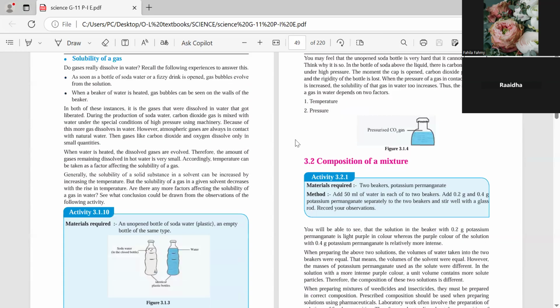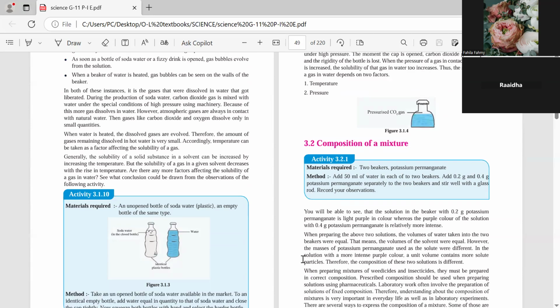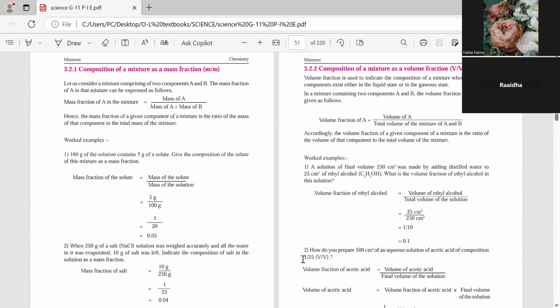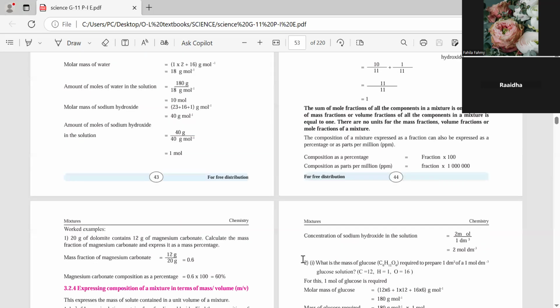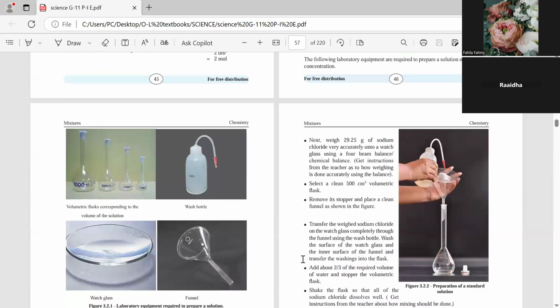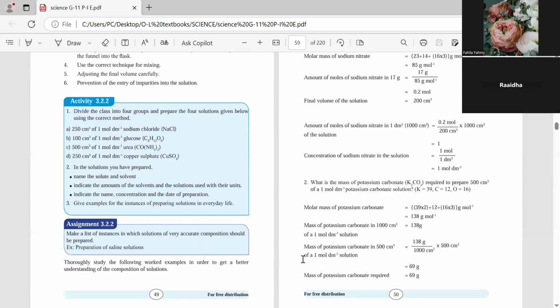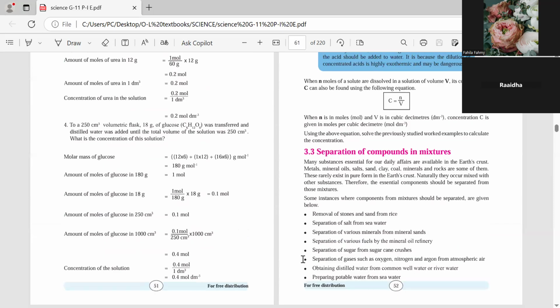Then comes the main second part, that is composition of a mixture. So there you have some mathematical calculations to be done, right? And then what are the instruments and so on. Here you will be learning about the concentration specifically, right? Mole per cubic decimeter is what the concentration's unit is, and so on. I'll be teaching you all of it today, inshallah.